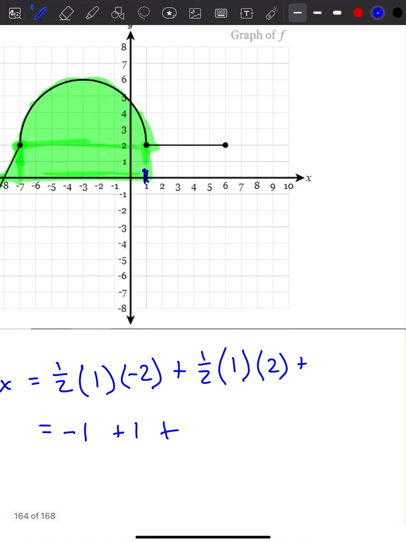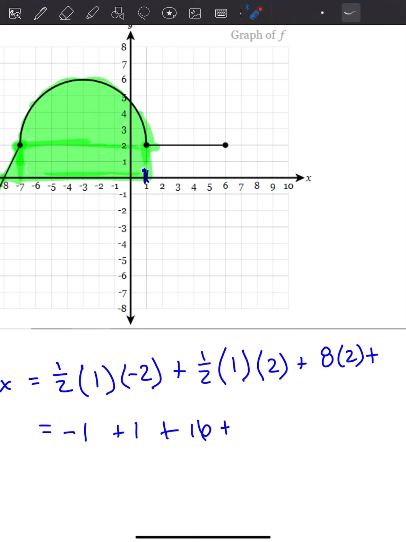Now we need to deal with the rectangle and the semicircle. Let's deal with the rectangle first. So we have from -7 to 1. So that's going to be a base of 8 and a height of 2. So I have 8 times 2. Already know that's going to be 16, so I'm going to simplify that as we can.